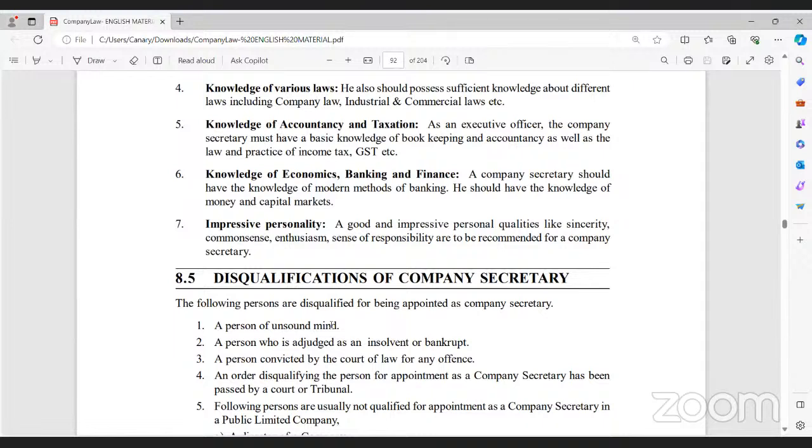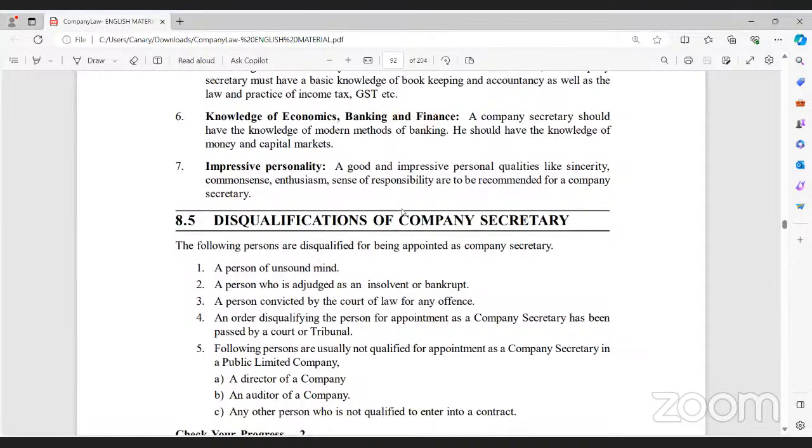He must possess an impressive personality. Apart from all this, the person must be good in his behavior, like sincerity. Must be sincere enough, dedicated, use common sense, have enthusiasm to learn new things, and a sense of responsibility. All these are also recommended to be a company secretary.